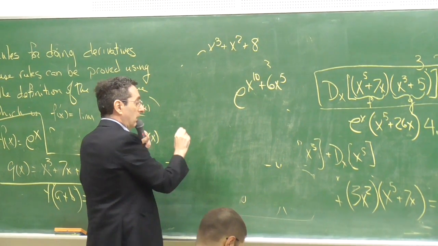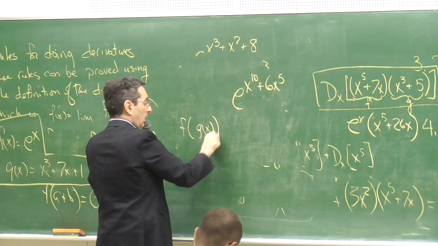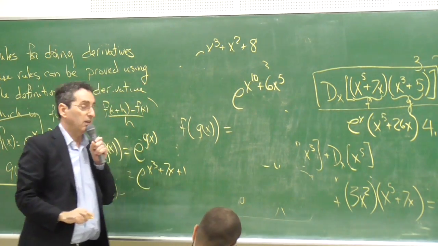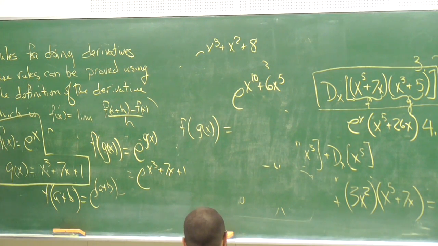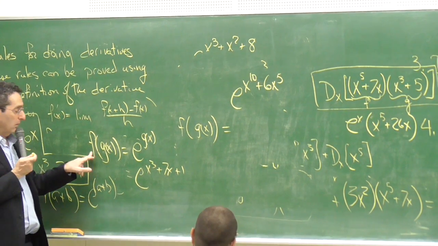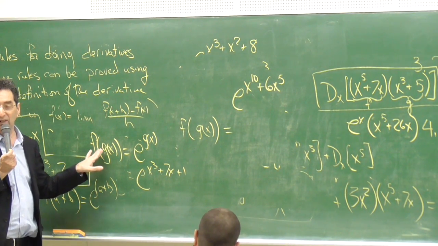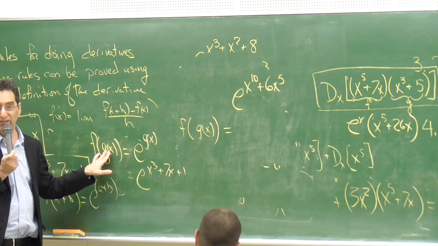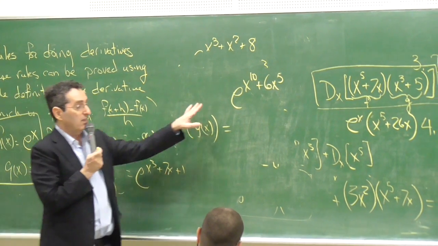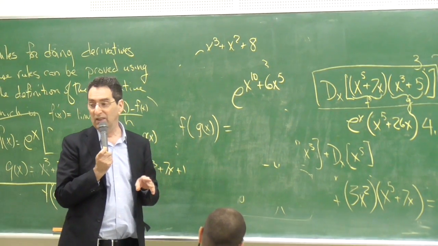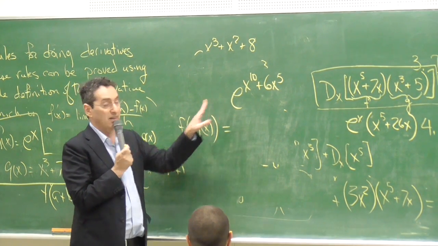So I want to find an f and a g that give me that. Let me just use some words here. When we write f of g, we call f the outside function, and we call g the inside function. So I want to find an outside function and an inside function that will, when I do their composition like this, give me this.